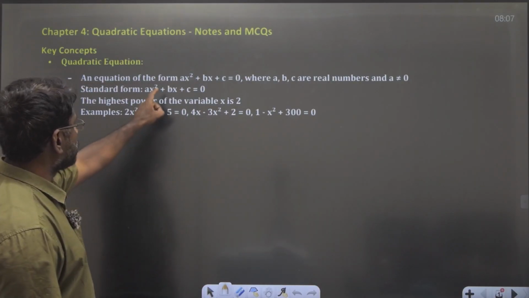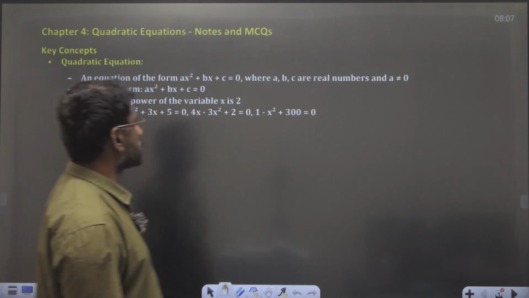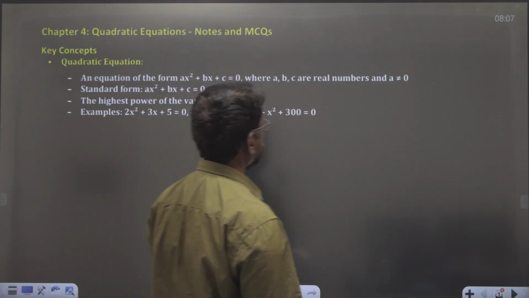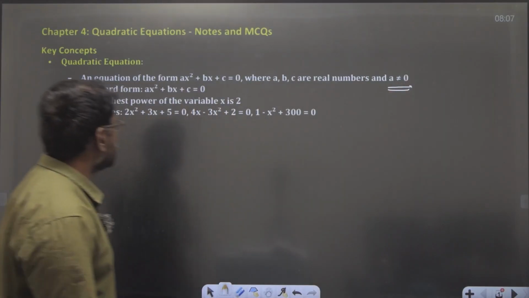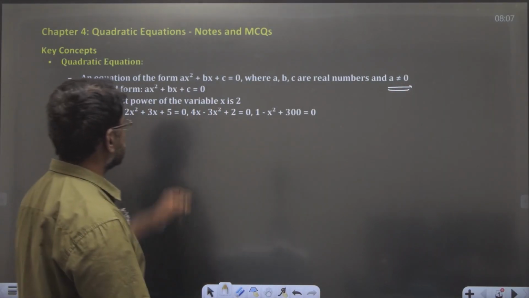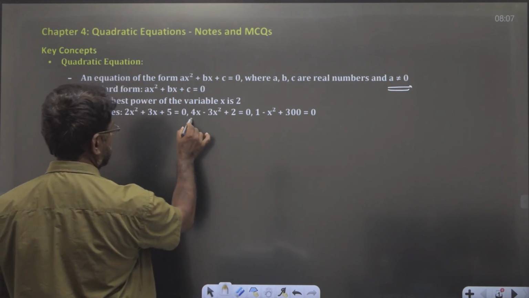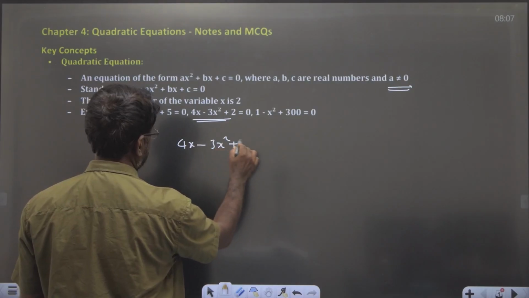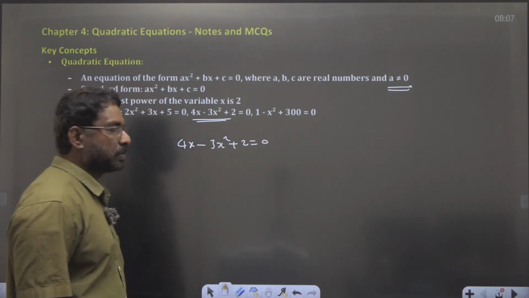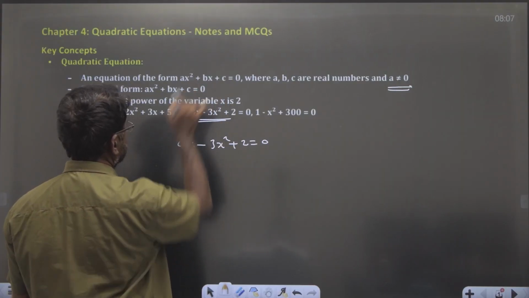The standard form of the quadratic equation is ax square plus bx plus c equal to 0, where a, b, c are real numbers and a not equal to 0. You always compare with this equation. For example, this is a quadratic equation: 4x minus 3x square plus 2 equal to 0. First you have to convert this into this form.